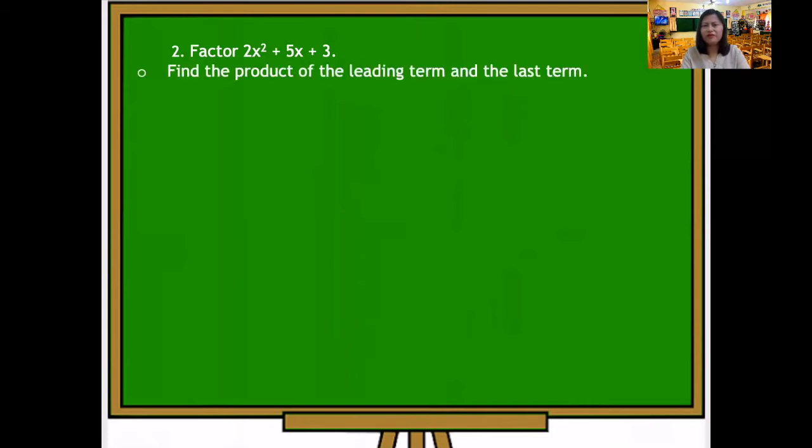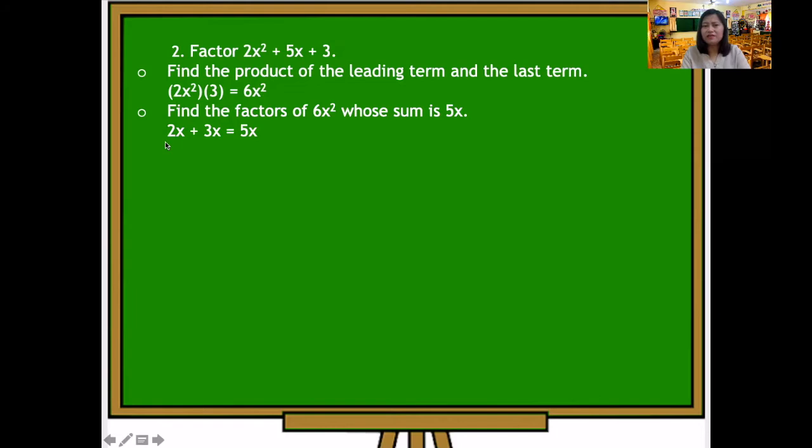So find the product of the leading term and the last term. The leading term here is 2x squared, and the last term is 3. The product is 6x squared. Then find the factors of 6x squared whose sum is 5x. We have 2x and 3x. We check. 2x times 3x is 6x squared. 2x plus 3x is 5x.